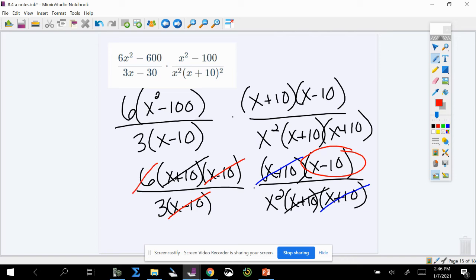I have a 6 and a 3 that will reduce to 2 over 1. And I think that's it. The only thing I'm left with on top is a 2 and an x minus 10 factor. And the only thing left on the bottom is an x squared. The only thing you want to see is what's left. This is left. This is left. This is left. And that's it. So that might help too. If you have a highlighter, you can go through that.